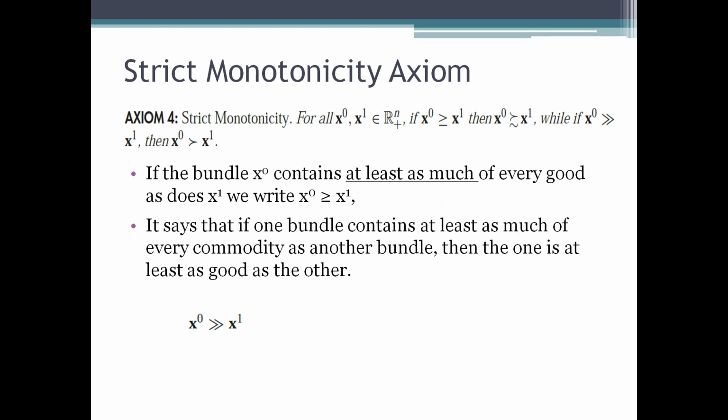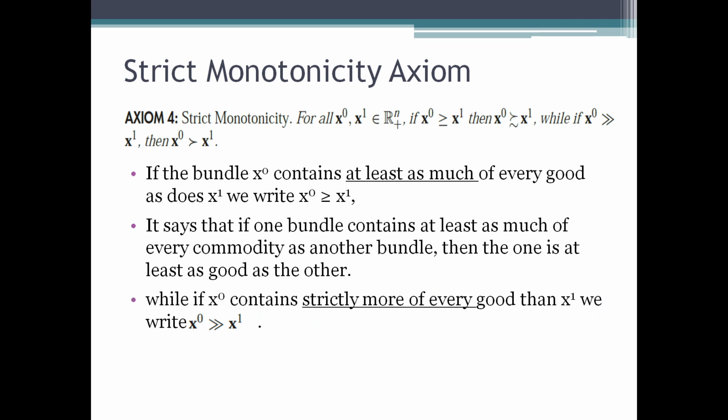So if one bundle contains at least as much of every commodity as another bundle, then the one is at least as good as the other one. The other part: if X node is strictly larger than X1, then X node is strictly preferred to X1. So if X node contains strictly more of every good, then definitely X node is strictly preferred to X1.